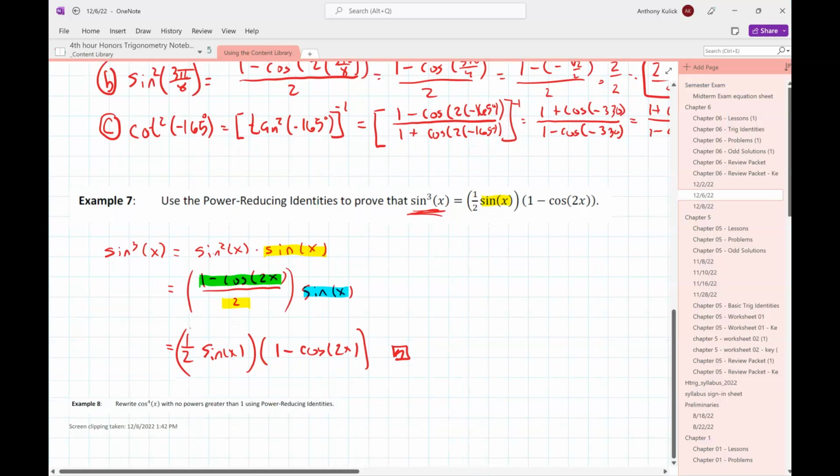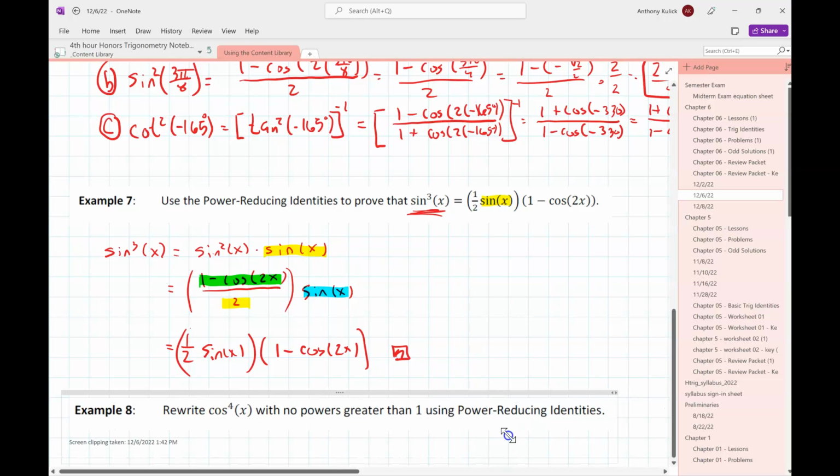It's the identity. Sine squared is 1 minus cosine 2x over 2. Just like literally wrote down the identity. Right?